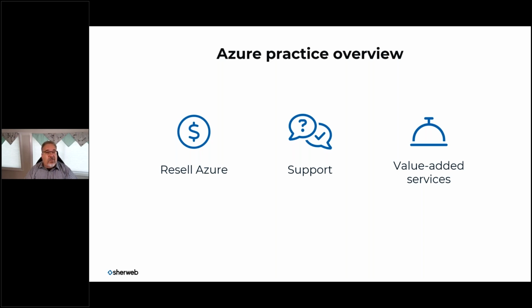And value-added services. We have a pro services team here at Sherweb where we can help drive optimization exercises. Our team can help drive reserved instances. So reserved instances: basically, a pay-as-you-go model is what Microsoft charges to deliver services. And if you commit on a 1 or a 3-year term, Microsoft will give you up to 60 or 70% discount on the steady state workloads that you may have set up.